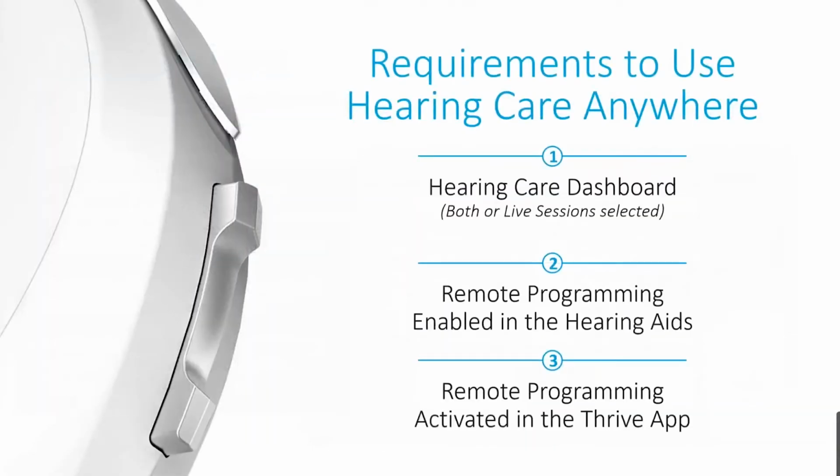In order to use Hearing Care Anywhere, there are 3 steps to set it up. The first is setting up your Hearing Care Anywhere dashboard. Then you must enable remote programming within the Livio hearing aids. And lastly, you need to enable remote programming or activate it within the Thrive mobile app. So let's take a look at these 3 steps, starting with setting up the Hearing Care dashboard.